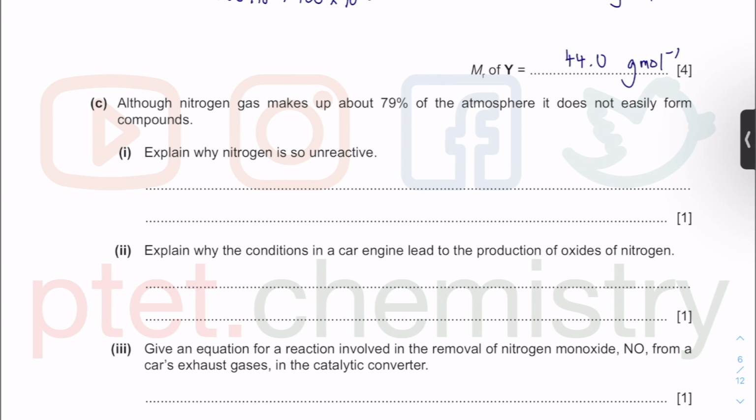So in this next part of the question, why is nitrogen very unreactive? We know this is down to the very strong nitrogen-nitrogen triple bond that needs to be broken down, and as such it has very high activation energy before the reaction could even get started. So this is a very strong nitrogen-nitrogen triple covalent bond.